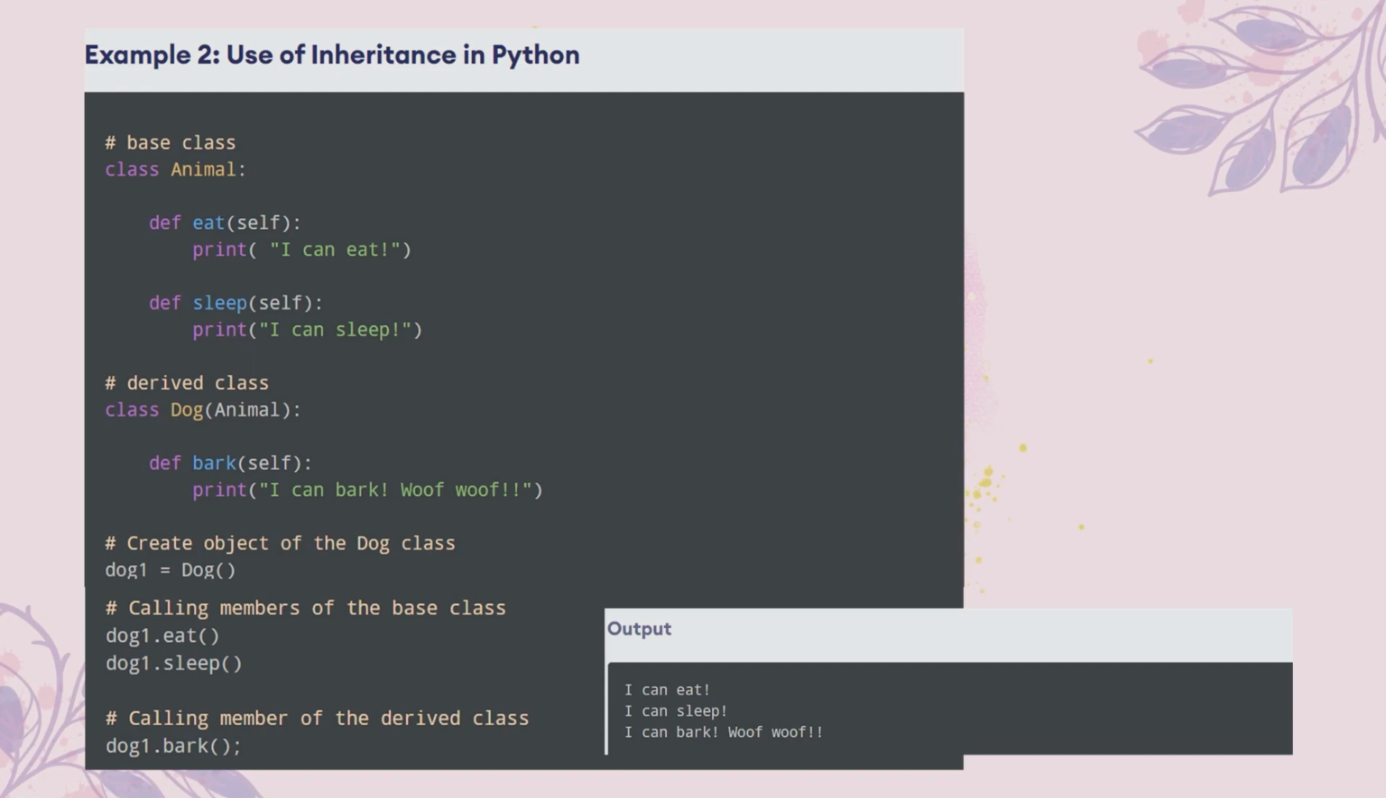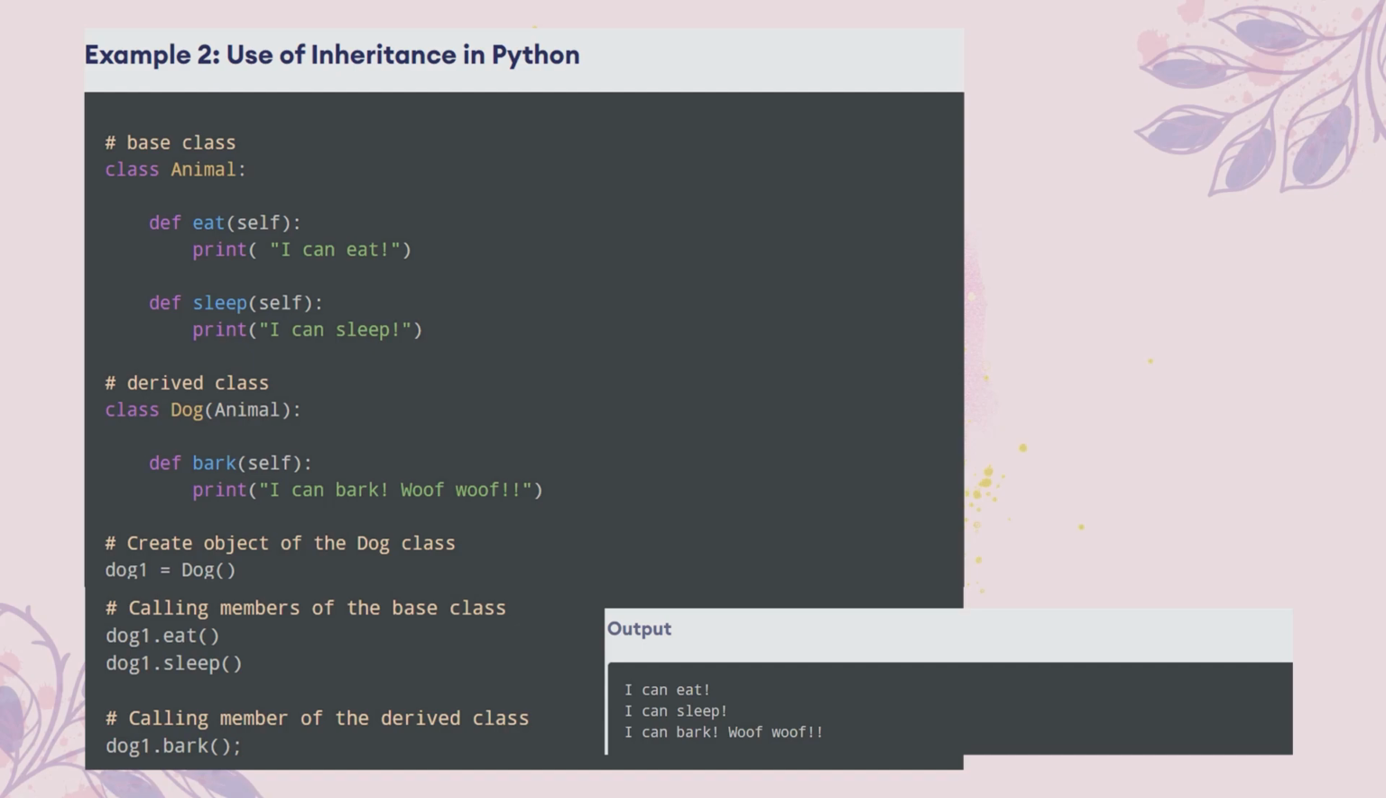Okay, so dog of animal. So now animal is the parent class, and I'm creating a subclass under the animal class, which is dog, and I'm creating another function for that like bark of self. So the self value, the instance, will be printed as I can bark oof oof, it's given.